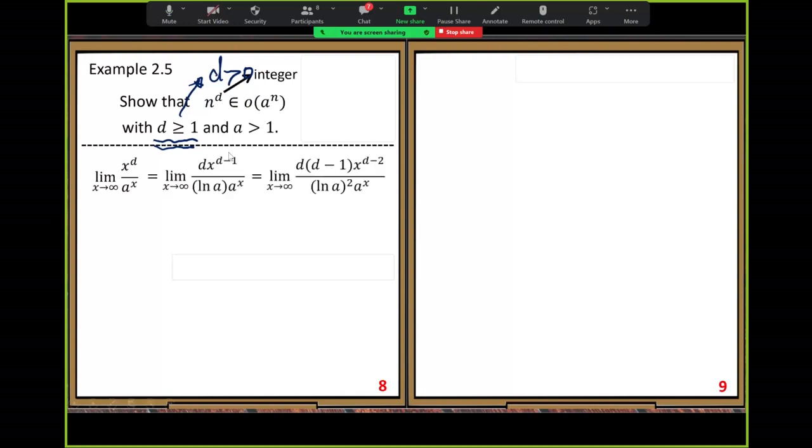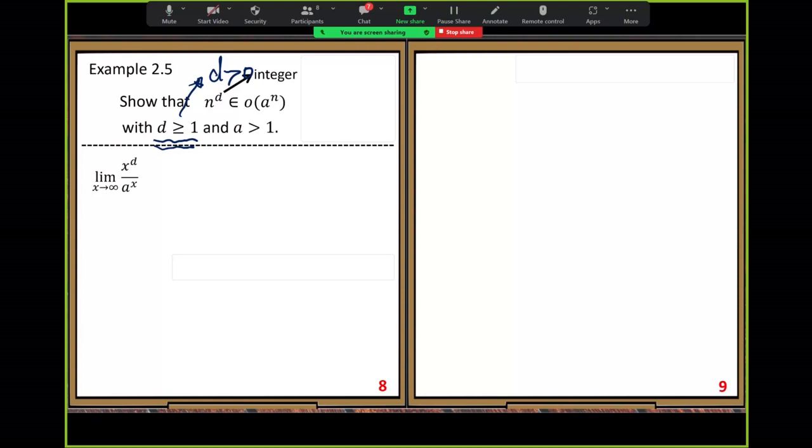Oh yeah, jumping too fast. Before we jump, can we check first the condition? Is it legal to apply L'Hopital's rule here? Why is it? It's a continuous variable and a multi-continuous function.